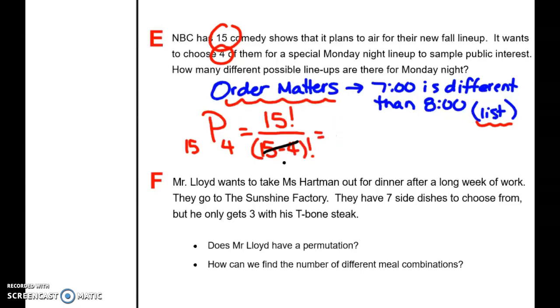15 take away 4, it gives you 9. We keep working the formula. I'm sorry, it gives you 11. And when we plug that into our calculator, we get 32,760.